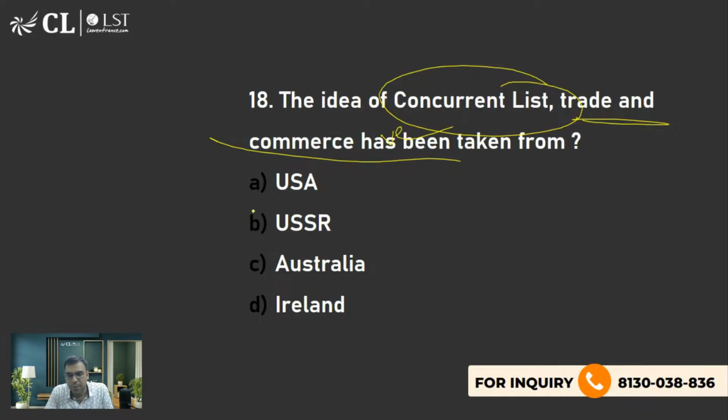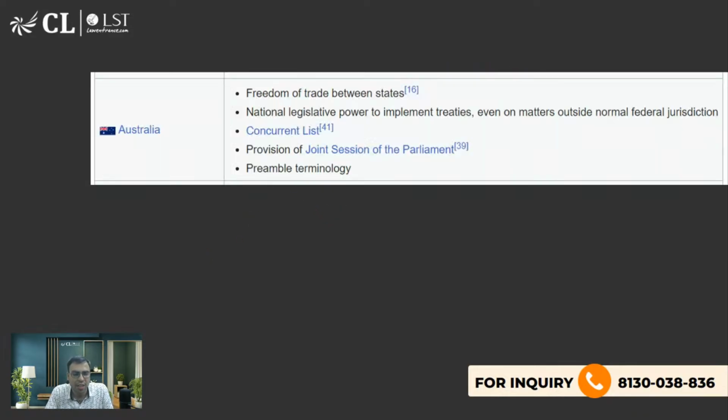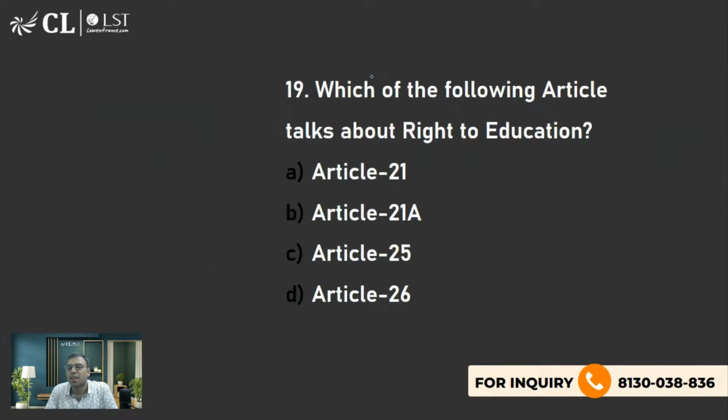Yes, SPD correct. Australia is the right answer to this question, है ना? So ये सब चीजें we have borrowed it from Australia. Concurrent list, freedom of trade between states, है ना? I think article 301 में होगा somewhere, है ना? Concurrent list, provision of joint session, है ना? That is what you should know. Yes, Mehak Sharma, SPD, Ananya, you are right. Okay. Let's move on to the next one.